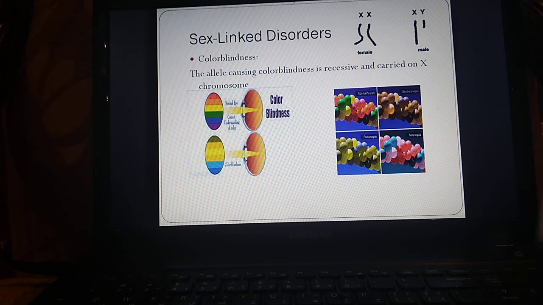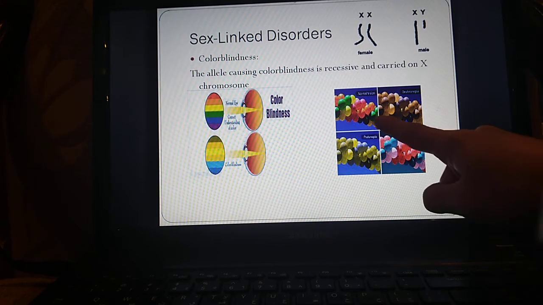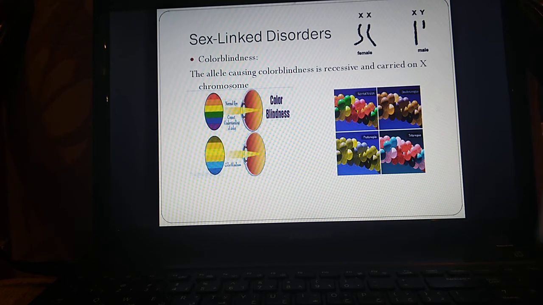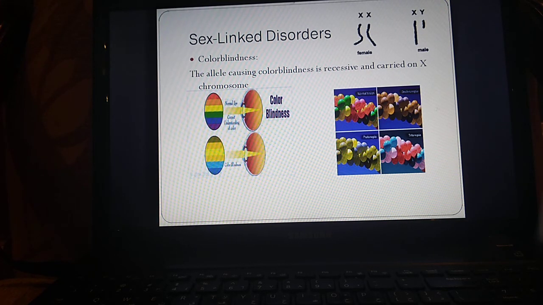I gave you these pictures to know how a colorblind person is going to see the world. Now this picture shows us the normal vision of a normal human being. Of course, in color blindness we have many situations.